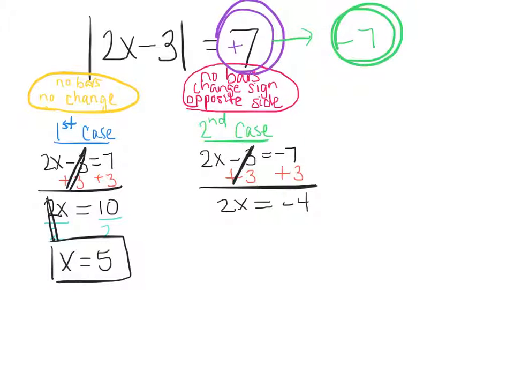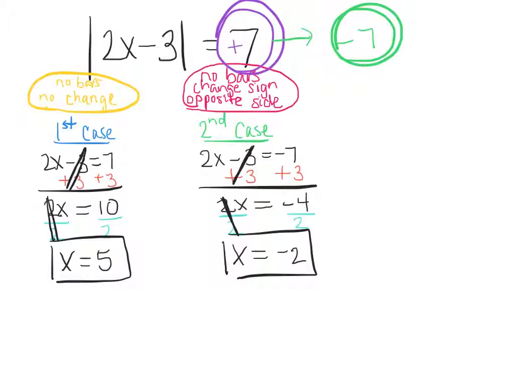Then I'm going to try to get rid of the 2. So the 2 is multiplying, so I'm going to use division. So I divide here by 2 on both sides. And then I'm going to simplify. 2 divided by 2 goes to 1. 1x is just x. Bring down my equal sign. Negative 4 divided by 2 is negative 2. So my second solution would be x equals negative 2.